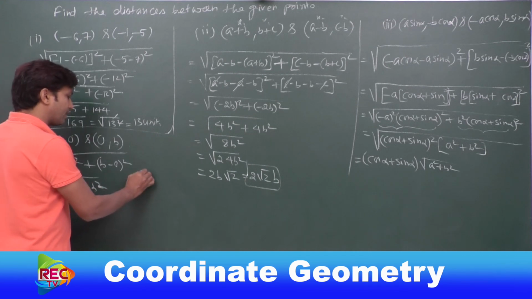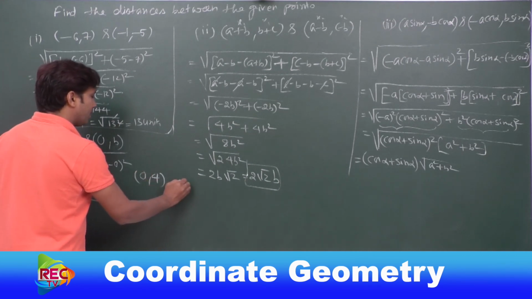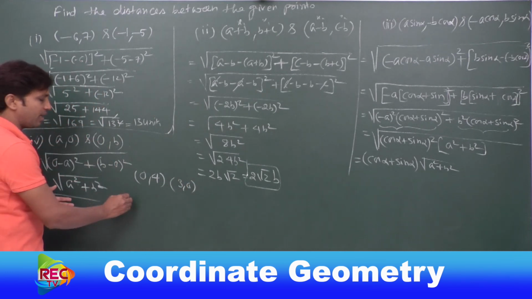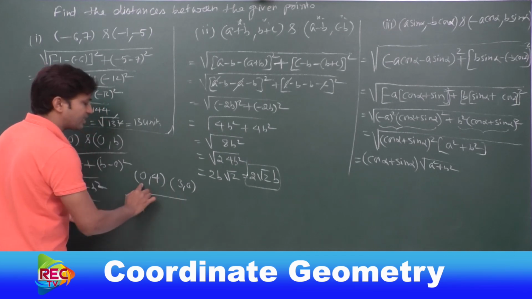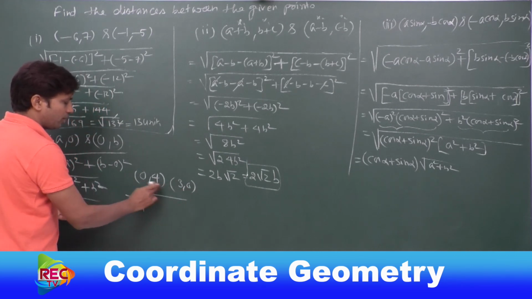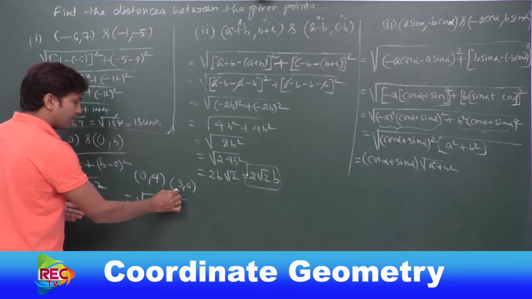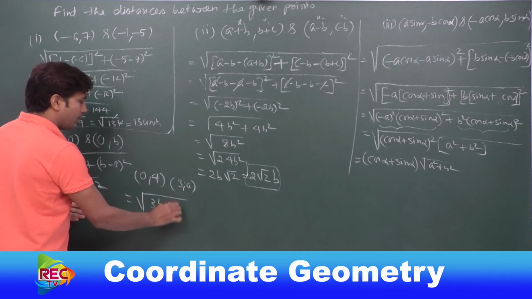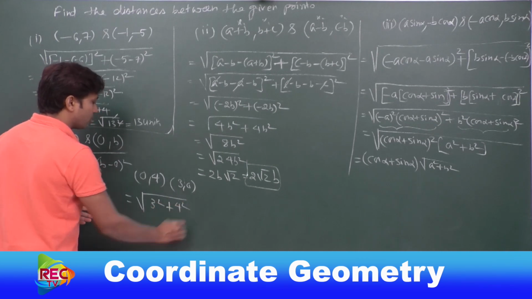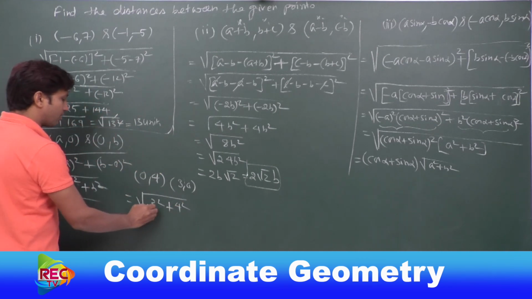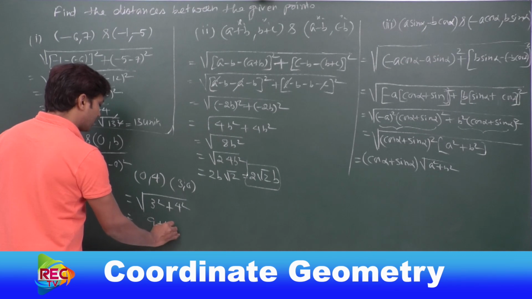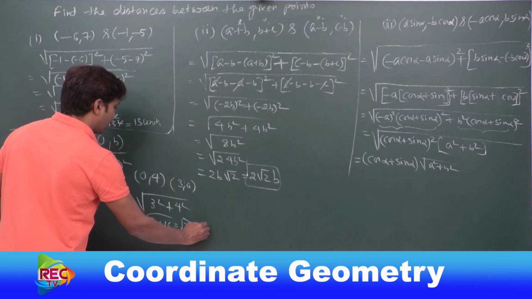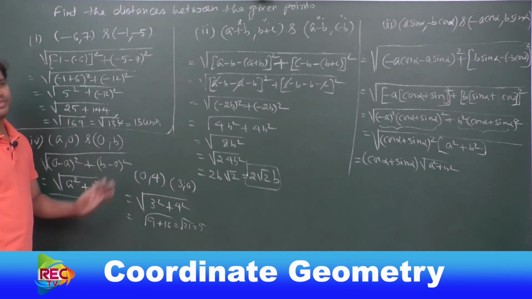So if you are given 0 comma 4 as one point and 3 comma 0 as another point, you don't need to substitute in this formula. Straight away you can put down the distance between these two points as the square root of 3 squared, x square, plus this is y square. Understood? Simple. So this is 9 plus 16, which is under square root 25, which is 5. Like this we can find it out.